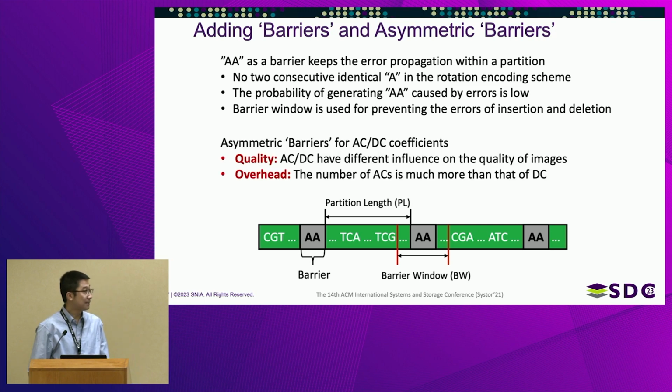Another thing is asymmetric barriers for the AC-DC coefficients. Based on the previous observation, we know the DC coefficient is more sensitive to errors. So from the image quality perspective, we try to increase the number of barriers in the DC coefficient strings. And because we know the number of AC coefficients is much more than DC, from the overhead perspective, we try to reduce the number of barriers in the AC DNA strings. By doing that, we can increase the quality of images, but also maintain a reasonable overhead by injecting the AA barriers into the DNA storage.